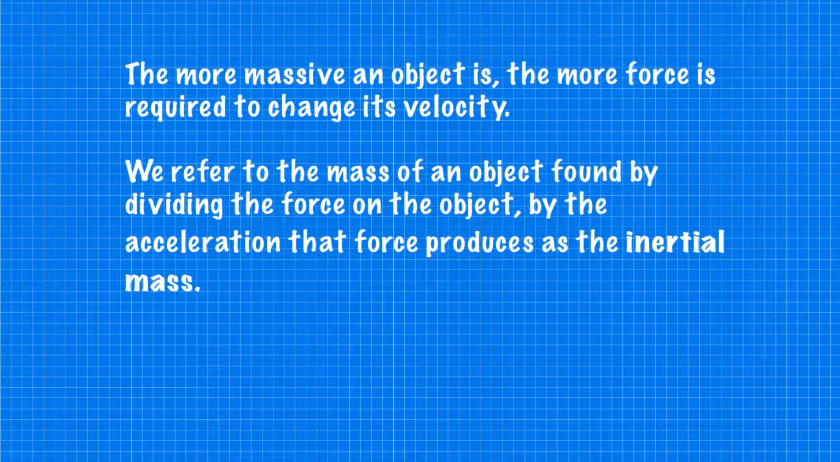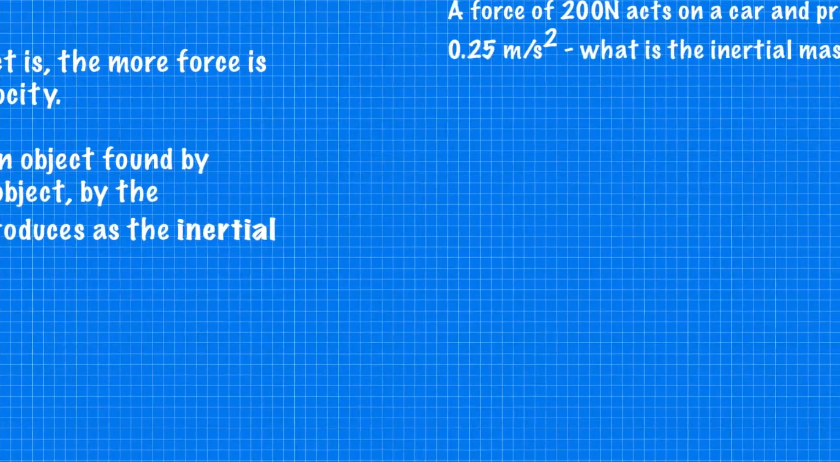So if we know the force we're exerting on something, and we measure the rate of acceleration due to that force, we can calculate the inertial mass of the object. So that is the mass that's related to force and acceleration. So we're going to try an example just like we did before.